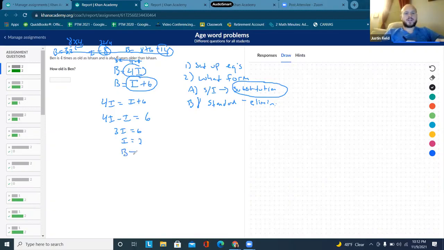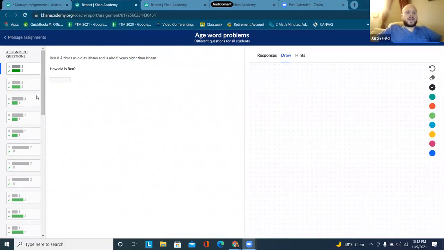So how old does that make Ben? Ben is I plus 6. So that would be 2 plus 6, or 8. So Ben is 8. Any questions? Put them in the organizer. All right. That's age word problems.